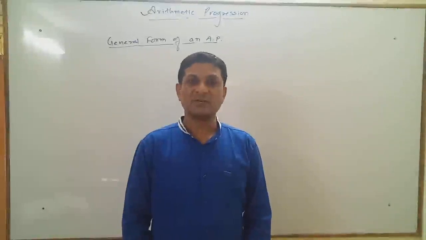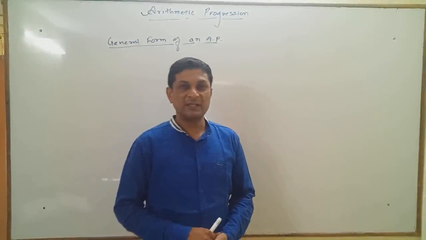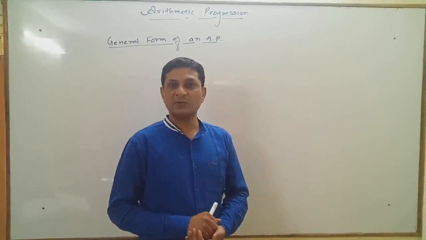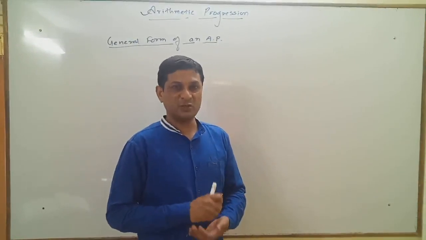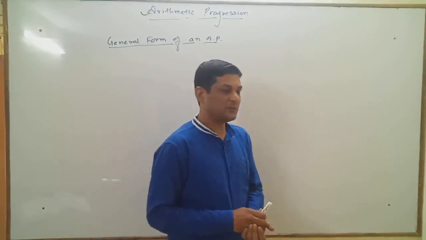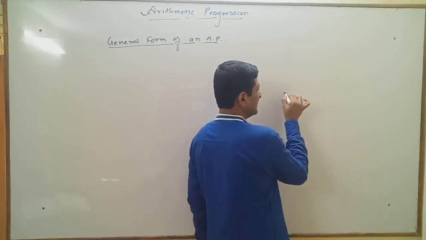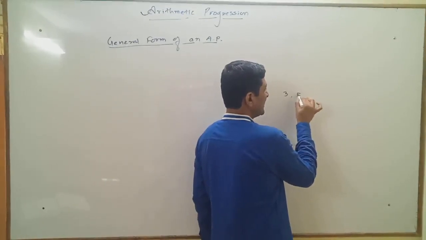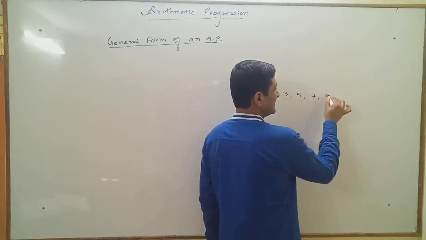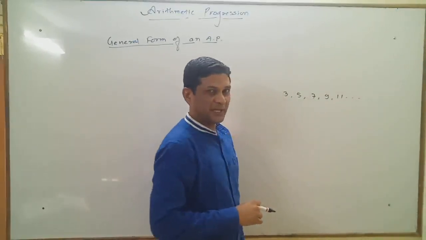Hello friends, today we are starting the second part of arithmetic progression. In the last period, we solved the first exercise using the definition of arithmetic progression. Once again, let us revise that definition with one example. Let us consider one simple example, say 3, 5, 7, 9, 11. So we have taken one very simple example.